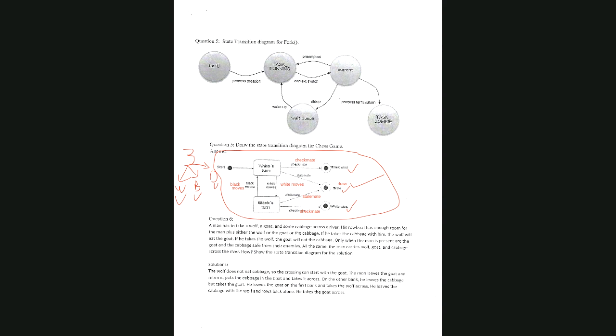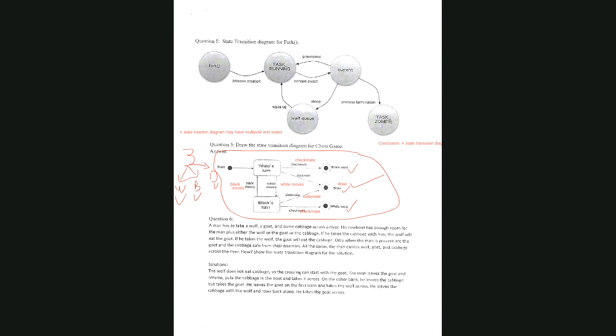Remember what conclusion we have to take from this. The conclusion is, a state transition diagram may have multiple end states. Okay, so a state transition diagram may have multiple end states.